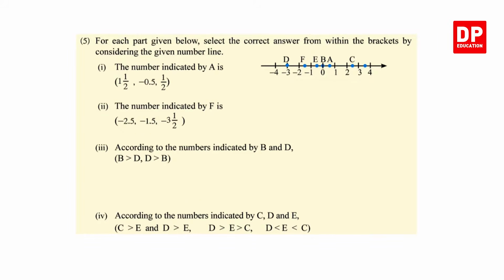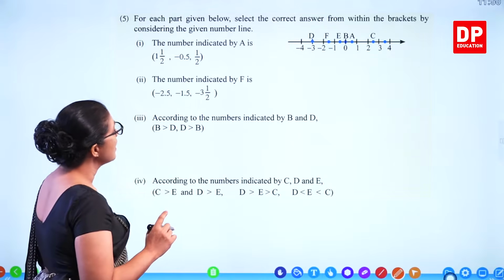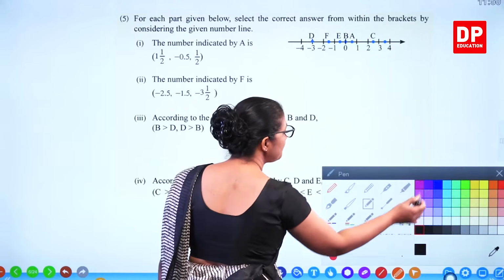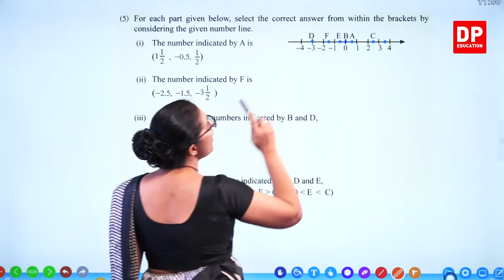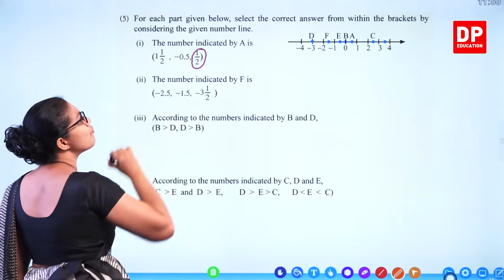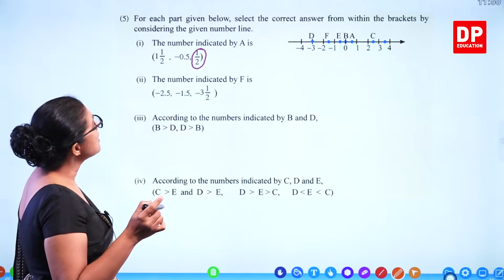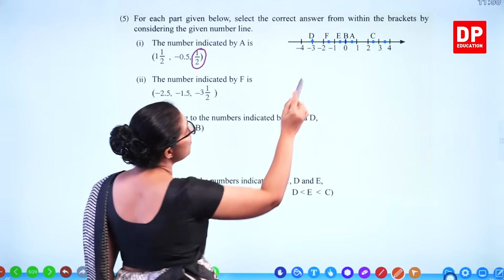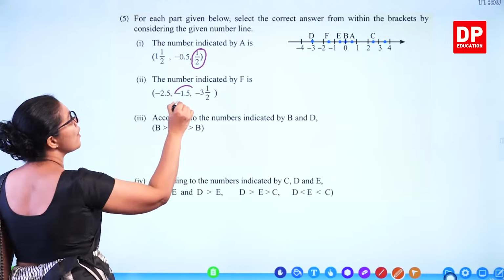Look at this question. For each part given below, select the correct answer from within the brackets by considering the given number line. The number indicated by A. Which one is A? In between 0 and 1. What's the number? That's half. The number indicated by F. In between -1 and -2. So minus 1.5.